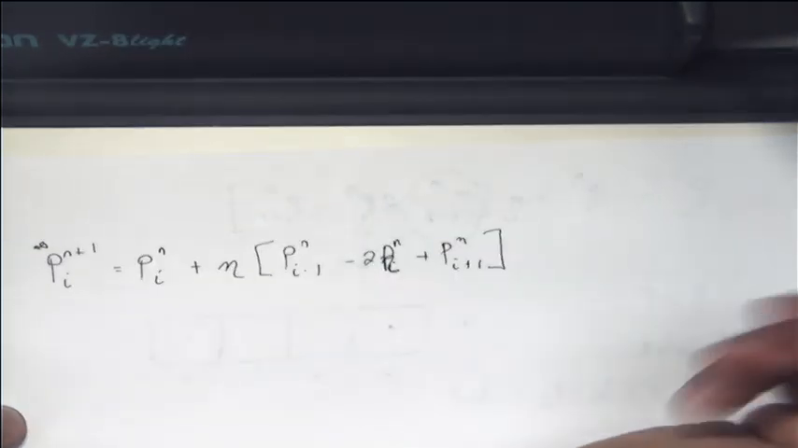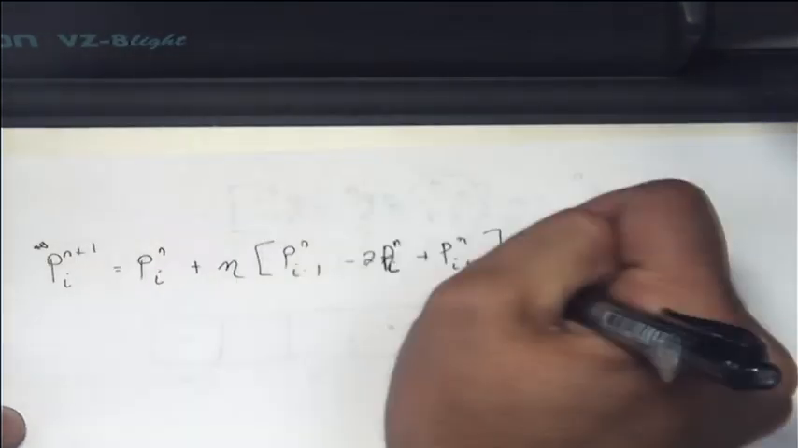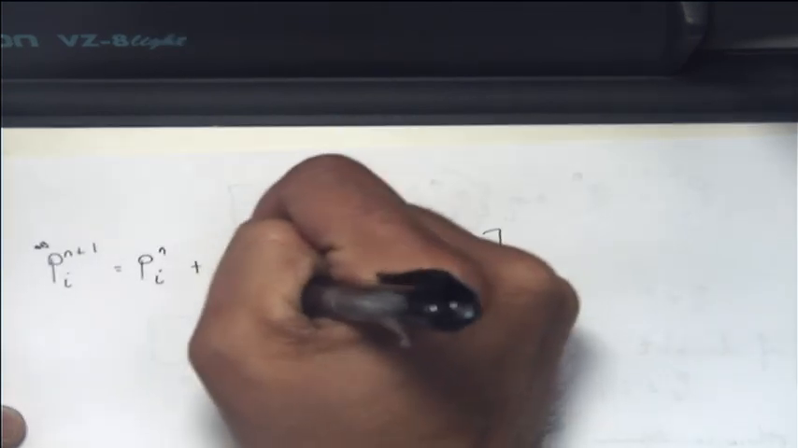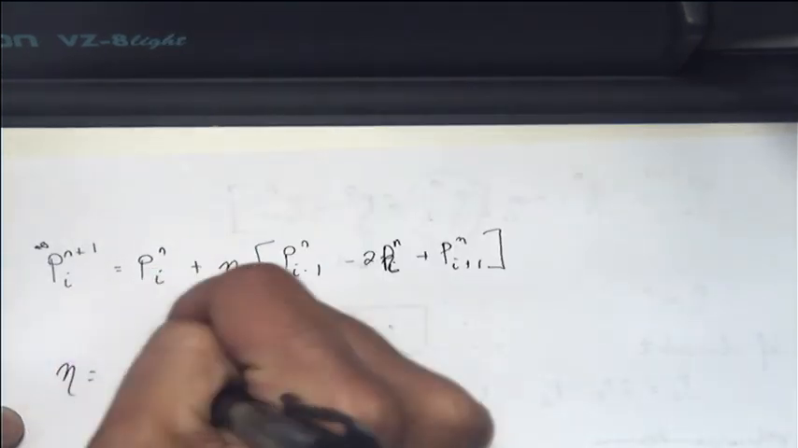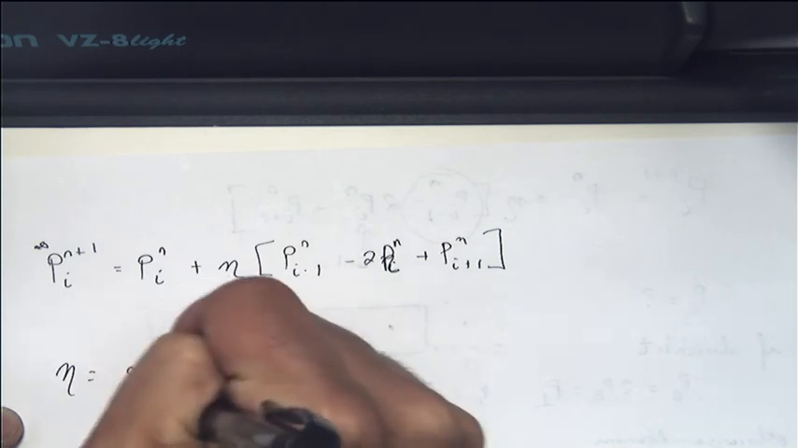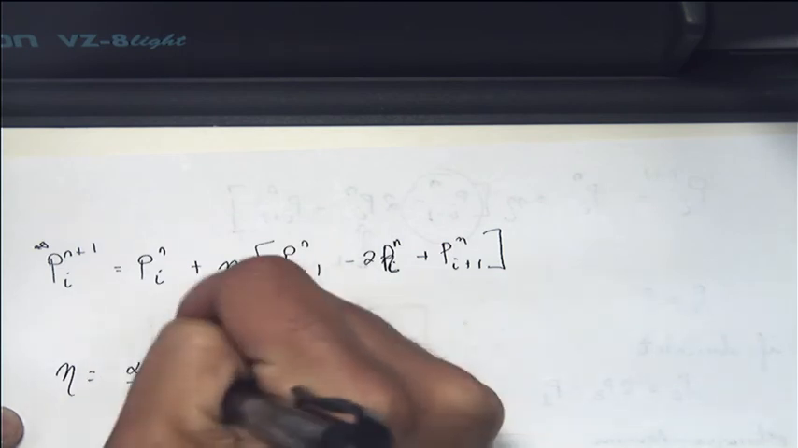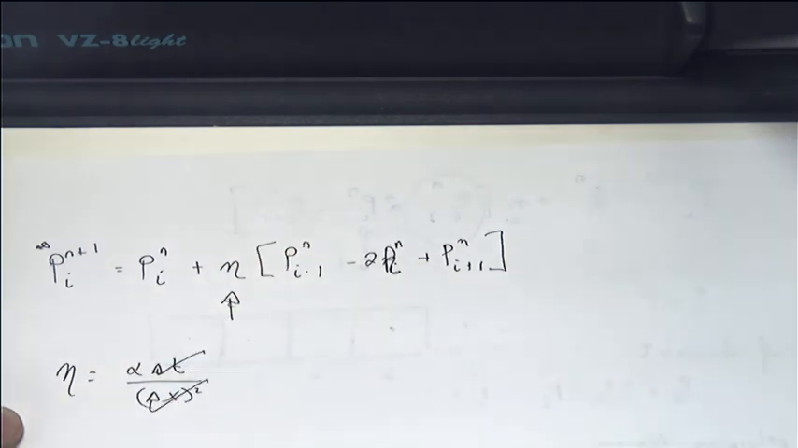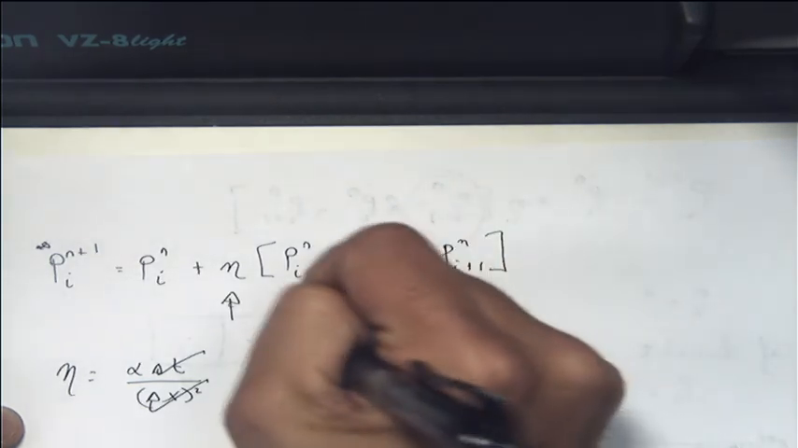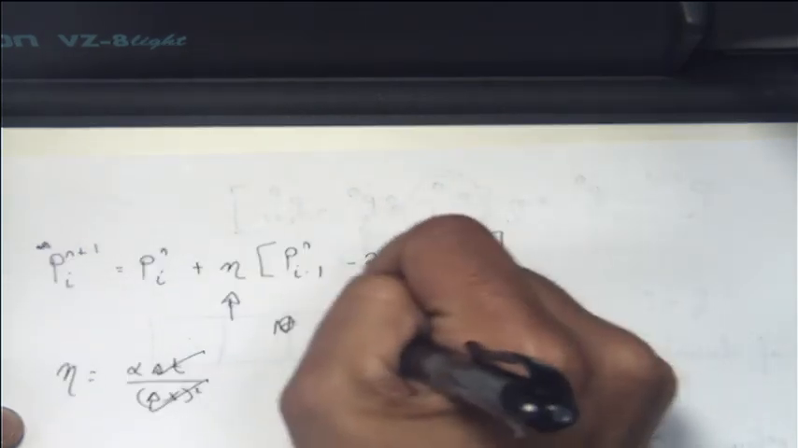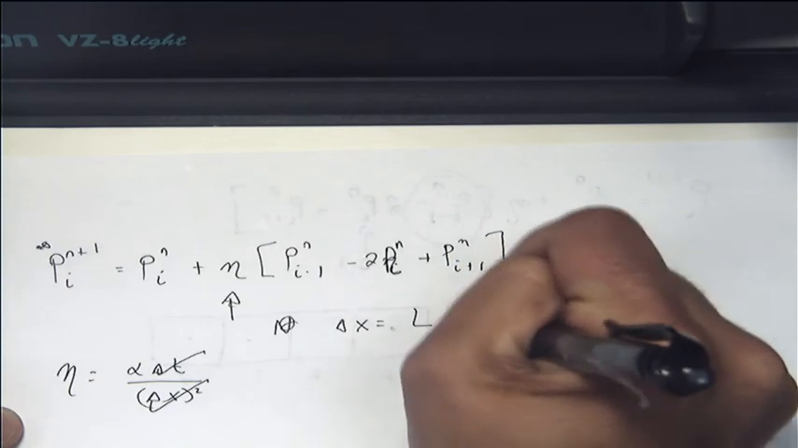So we need some things in here. This is the problem we want to solve, but we need to know eta. Eta is alpha delta t over delta x squared. So we need to define our time step and our delta x. To know our delta x, I need to know what N is, because delta x is the length of the reservoir divided by N.